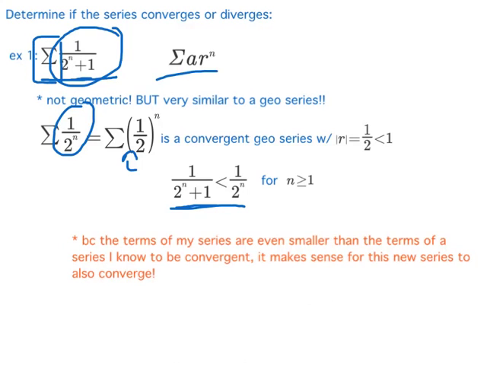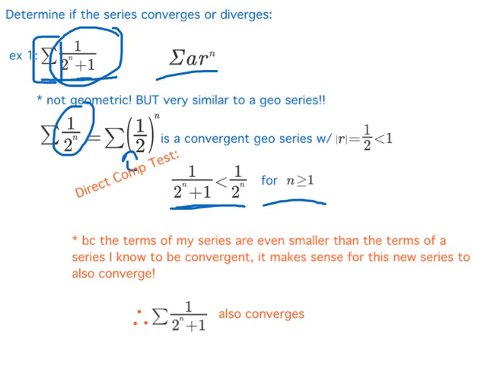Okay, so I'm stating that this relationship is true on the interval that I'm looking at, so for n greater than or equal to 1, and I also just need to say that I'm doing a direct comparison test, okay? And with those two little details, I can now say that my new series also converges, okay?